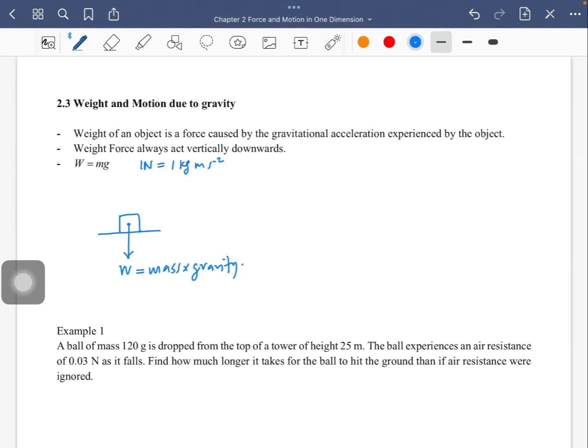Let's say we have a sloped surface, for example, with an object on it. The weight acting here is always vertically downward. It is equal to mass multiplied by gravity. Again, weight is always acting vertically downward. That's important.